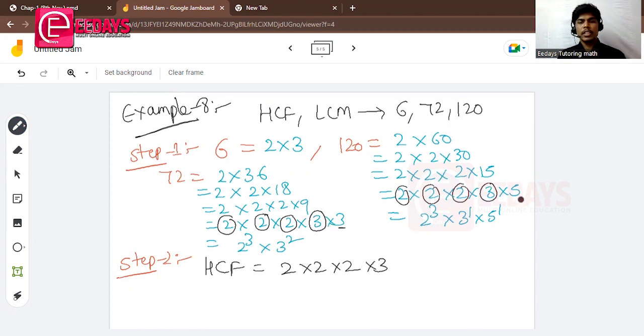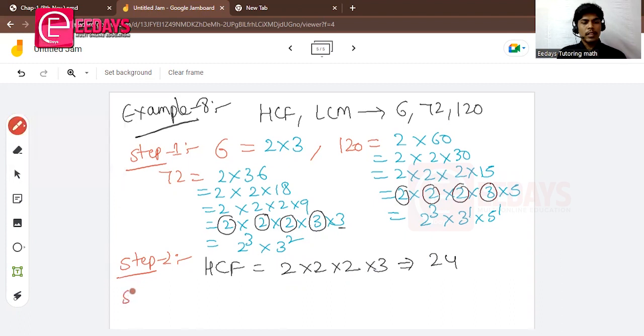Here 3 is there, but there is no 3 in the other. Here 5 is there, but there is no 5 here. There is no common, so we stop here. And HCF is nothing but two 2s are 4, four 2s are 8, 8 threes are 24. I hope everyone understood how to find HCF. Mark the circles, see what the commons are. If nothing is common, you just leave it.